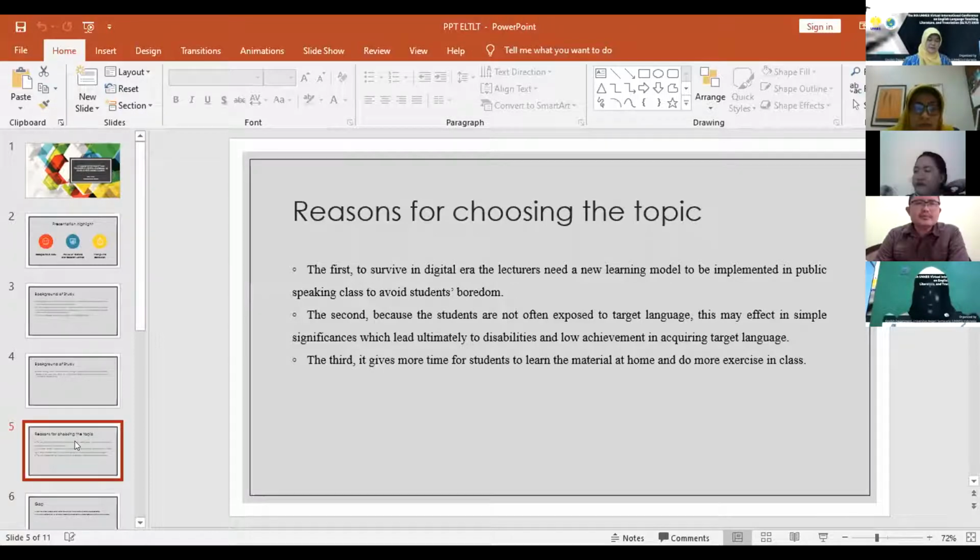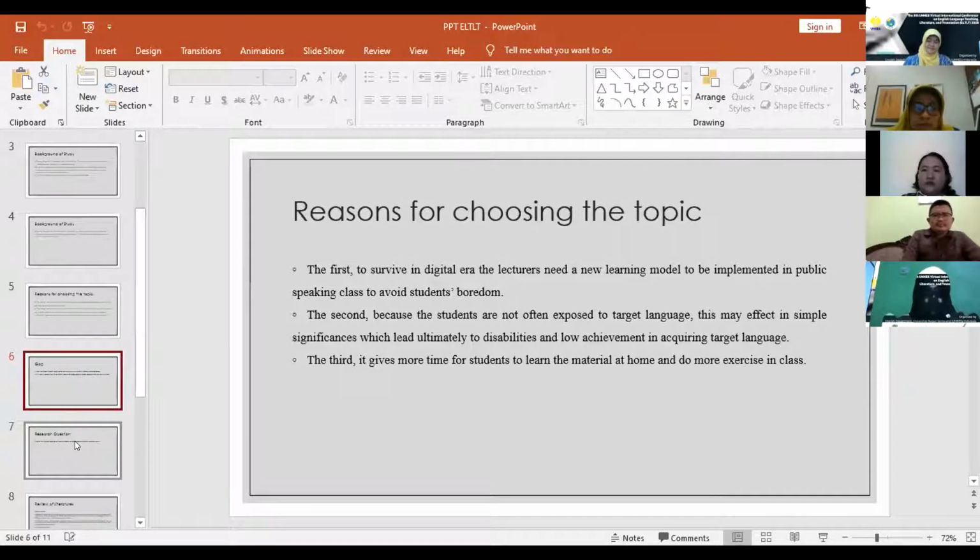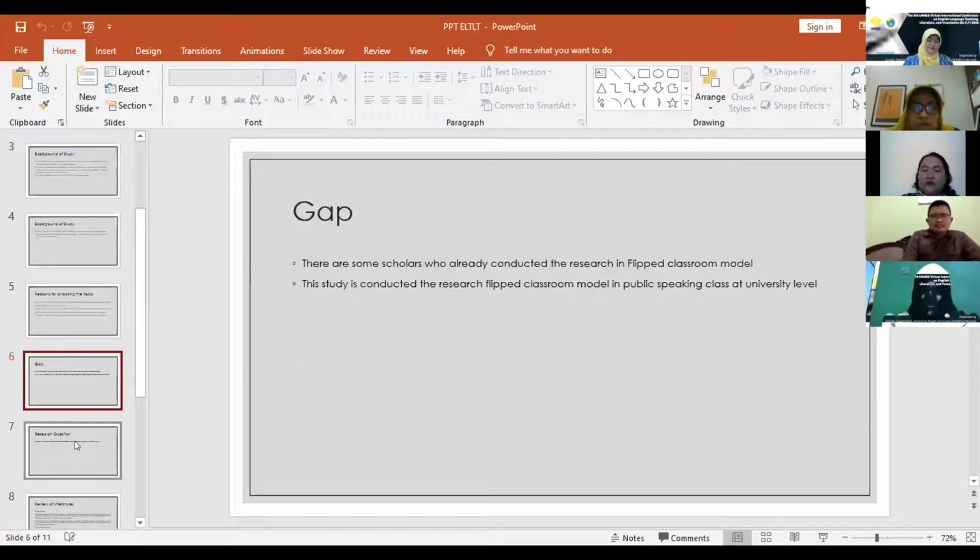So they do get more exposed to the target language at their home. And the third, it gives more time for students to learn material at home and more exercise in class. Okay, and the gap, what is the difference or the novelty of this research?